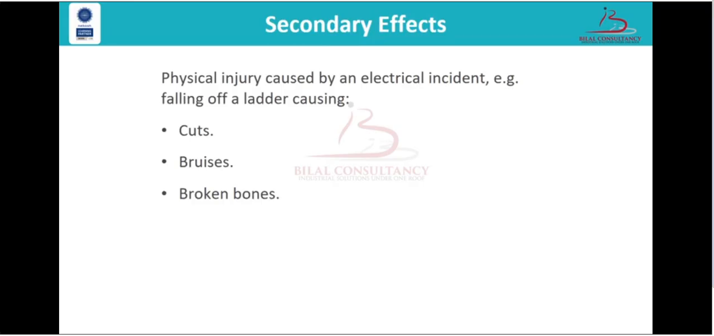Secondary effects. The secondary effects are any sort of injury that results indirectly from receiving an electrical shock. Common secondary effect injuries occur when people undergo violent muscle contraction during an electrical shock incident. They may be thrown across a room and receive cuts, bruises, and broken bones as a result. If they happen to be working at height on a ladder, then even a relatively minor shock can induce enough of a reaction to cause a fall.